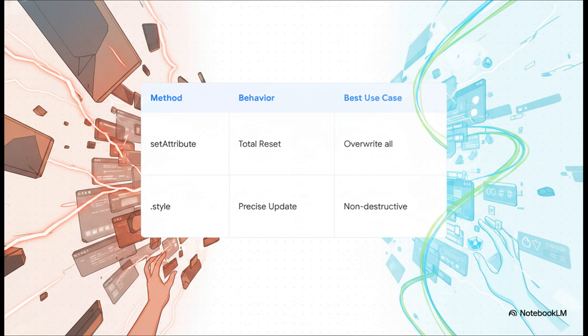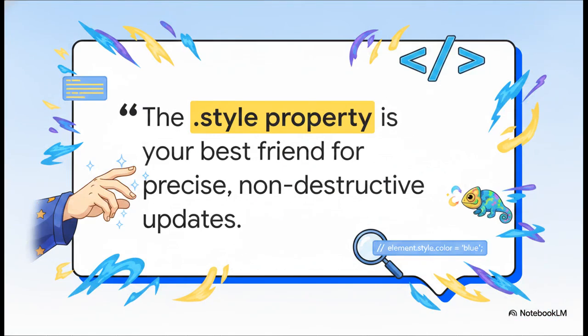On the flip side, the .style property gives us those clean, precise updates. It's perfect for non-destructive edits, where you only change exactly what you intend to. If you only take one core lesson away from this explainer, let it be this. The .style property is your absolute best friend for precise, non-destructive updates. Make it your go-to for dynamic styling, and whatever you do, always remember the camelCase rule for those multi-word properties.